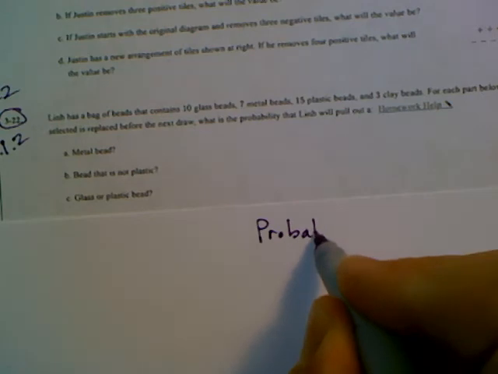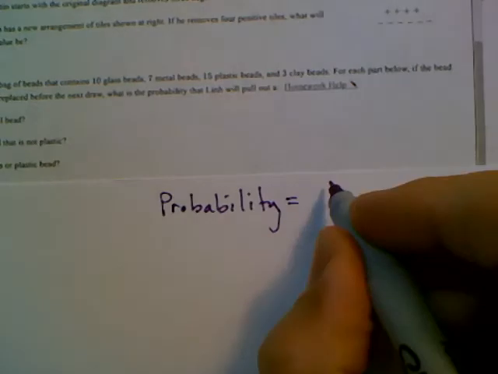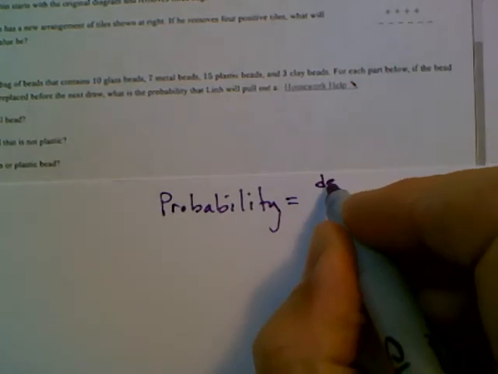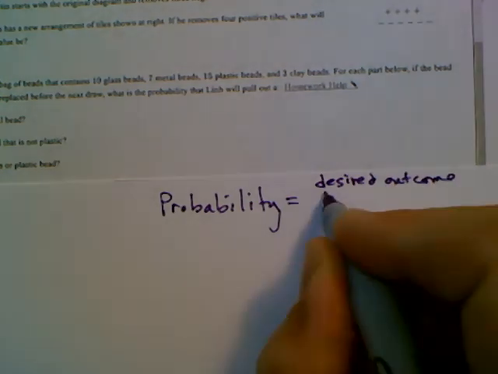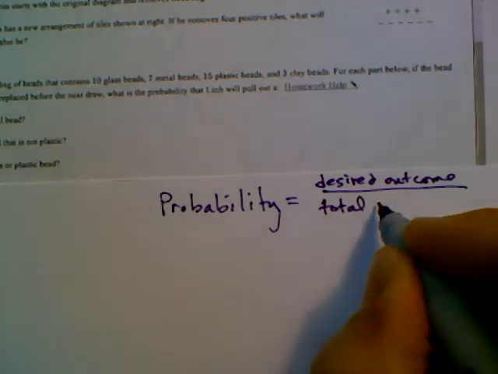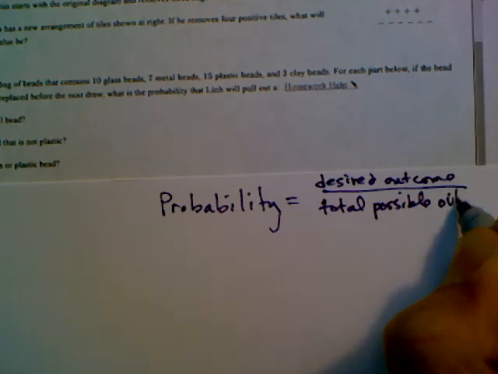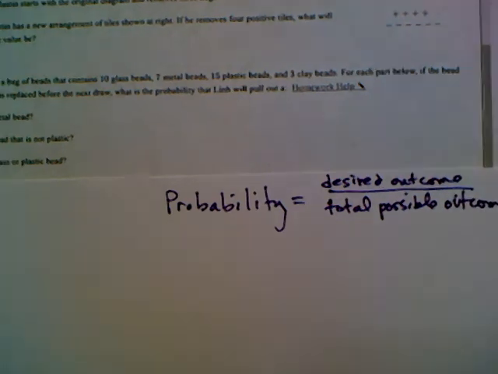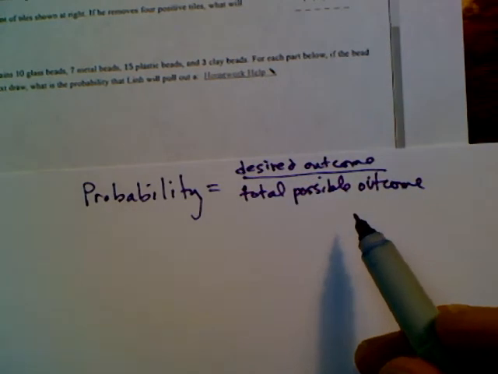Remember that probability is always written in a way that shows you the desired outcome over the total possible outcomes. Okay, so probability is the desired outcome over the total possible outcomes, right?